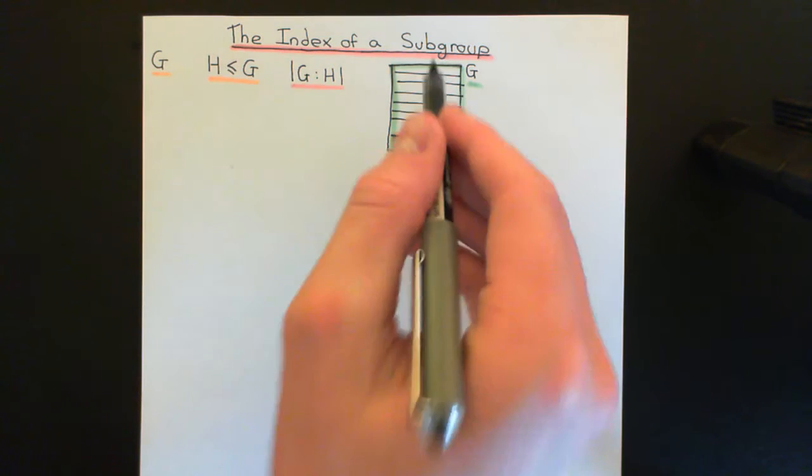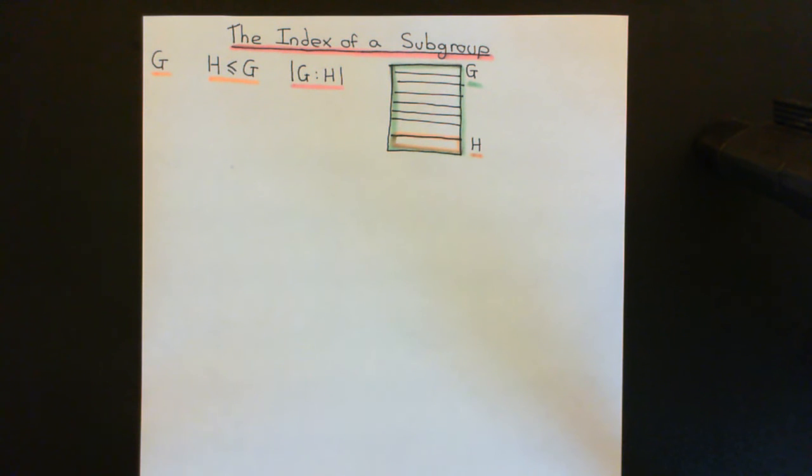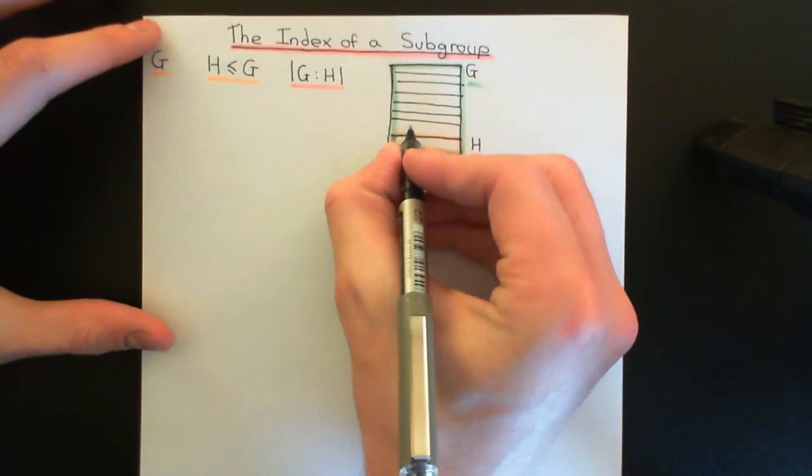Okay, and then we've got 8 of these left cosets of the subgroup capital H here. So in this picture, the index of the subgroup H in the group capital G would be 8, because the number of left cosets that you formed here of this subgroup is 8. Okay, so let me just remind you of how left cosets work.